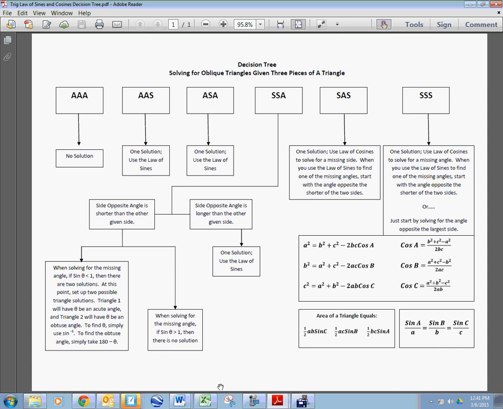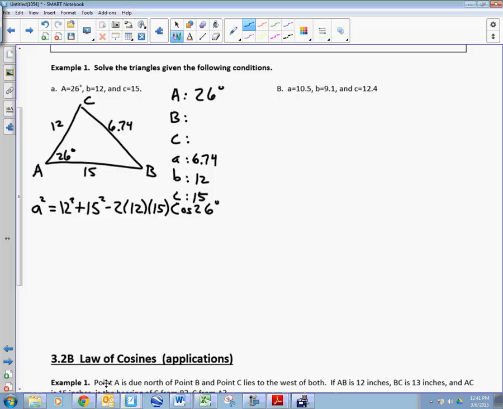When you go to use the law of sines, find one of the missing angles. Start with the angle opposite the shorter of the two given sides. So that's what we do. We go back to this piece and we say, okay, I want to find B or C. Which one do I find? Go to B. So sine of 26 divided by 6.74 equals the sine of B, not C, divided by 12.